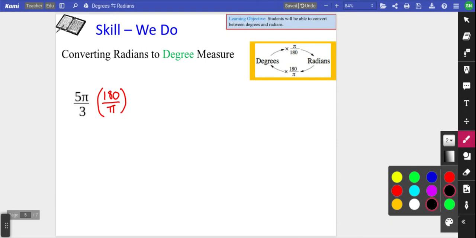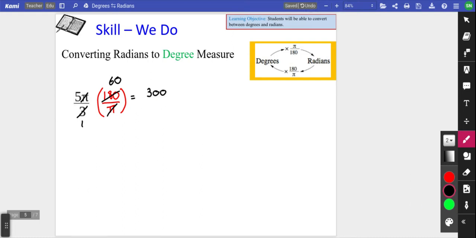The pi on the numerator and the pi on the denominator cancel out. Now we have to divide. 3 divided by 3 is 1. 180 divided by 3 is 60. We multiply numbers on the numerator. 5 times 60 is 300. On the denominator, all we have is 1, which would make it 300, or just the 300 degrees without the 1 in the denominator.